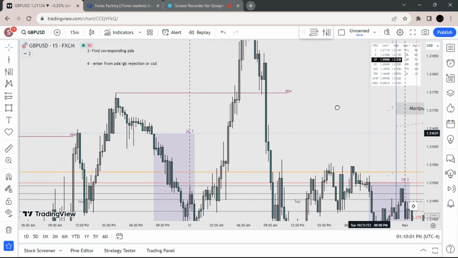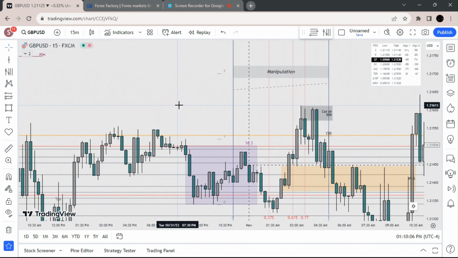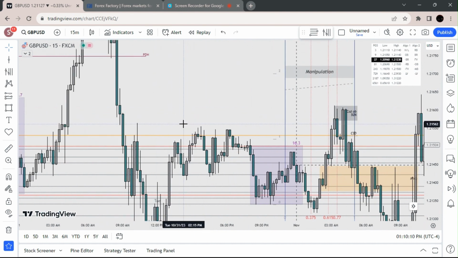Now, if you don't want to enter just based off of the lower time frame alone, you can go to a higher time frame and just mark out what you see.